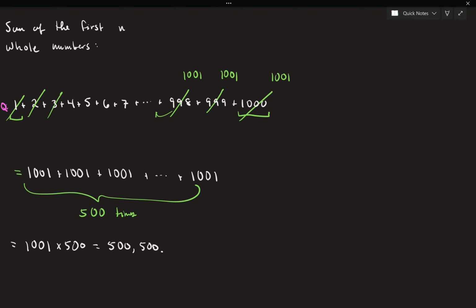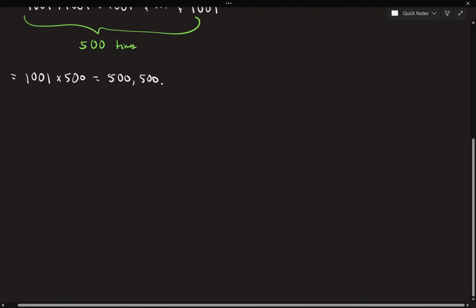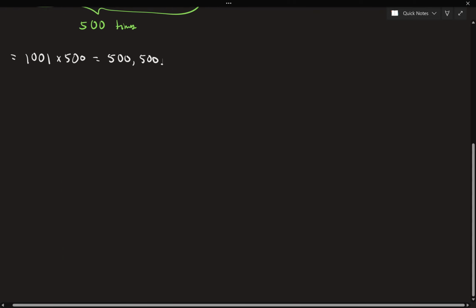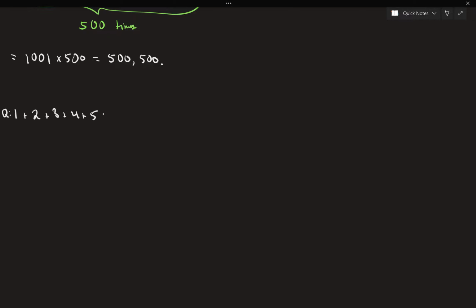So that's the shortcut. Now we have to ask the question, how do I do this if I don't give you 1,000 whole numbers, if I give you an unspecified number of whole numbers? So now I'd like to answer the question: 1 plus 2 plus 3 plus 4 plus 5, and I want to go up till n. I'm not telling you what n is. I want to find a formula. If I give you n, you can tell me the sum of the first n whole numbers.